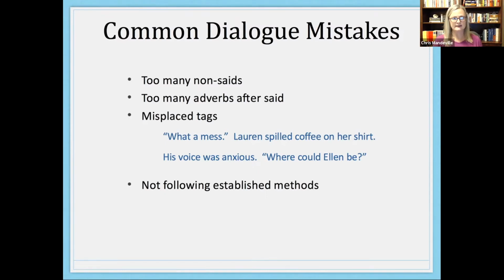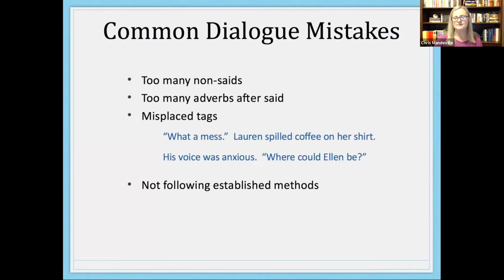He said urgently, the reader is going to notice the writing. They're not going to be on the raft, just ingesting the story without paying attention to how it's conveyed. So use said. I promise it will disappear. And I mentioned too many adverbs.